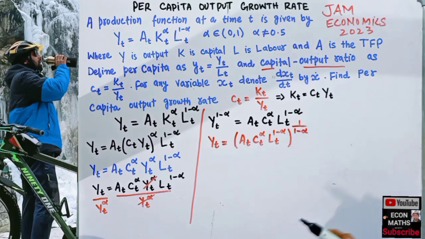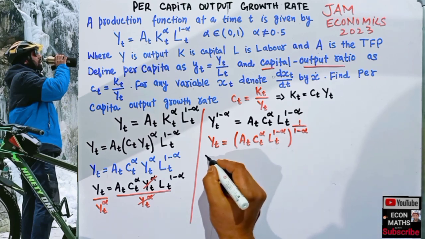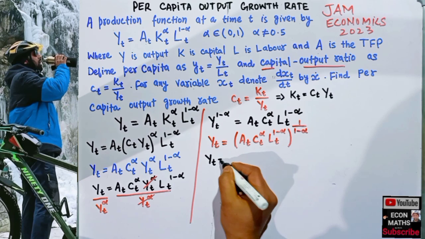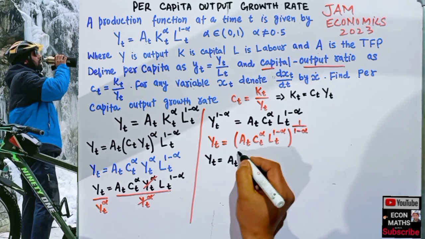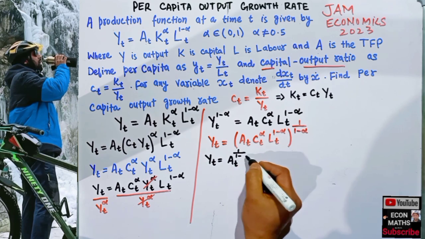Okay, let's simplify here. Rather, let's write it here. That means our YT is equal to AT raised power 1 upon 1 minus alpha.